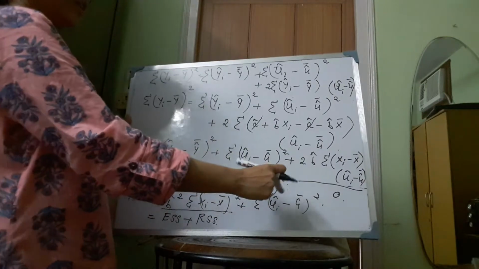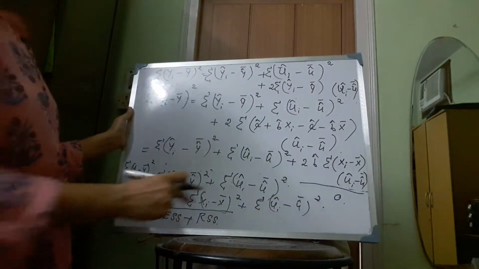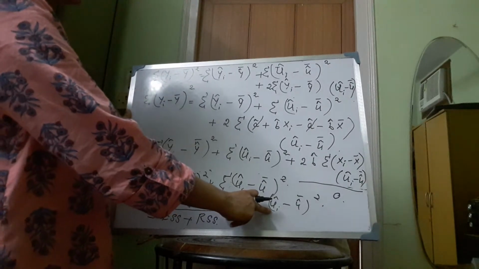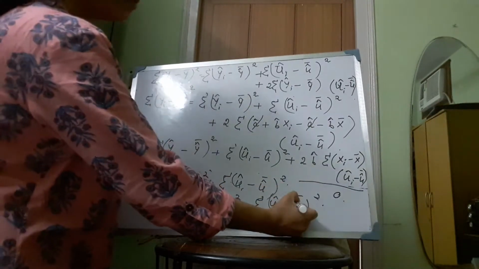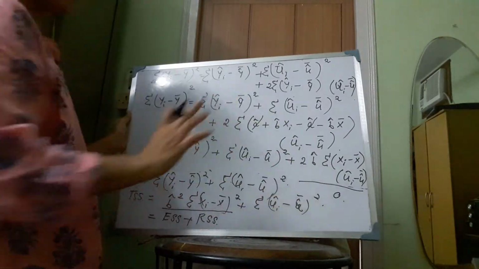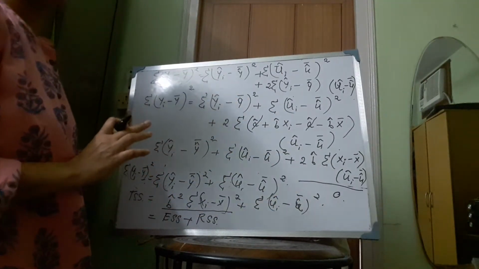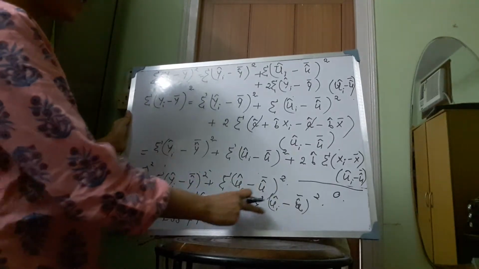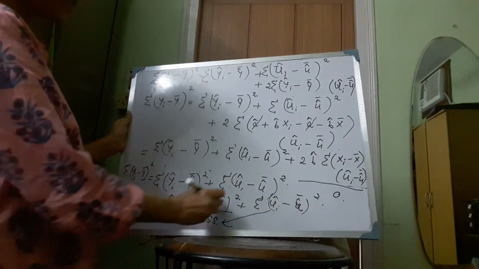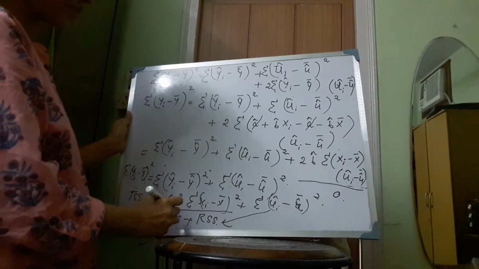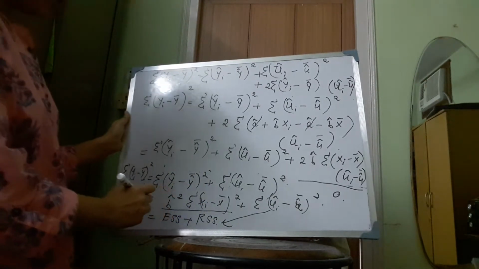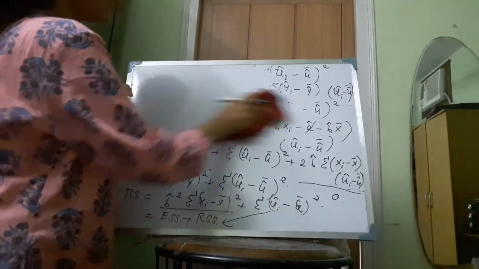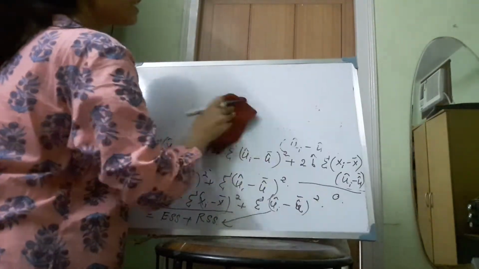It represents the sum of the squares of the deviations of the estimated value of ui from its mean value, and we know that the mean value of u is always equal to 0 by the assumption of CLRM. Therefore this term represents the RSS, that is residual sum of square, and the first term on the right hand side represents the estimated sum of square. So here we have got the ANOVA identity: TSS is equal to ESS plus RSS.